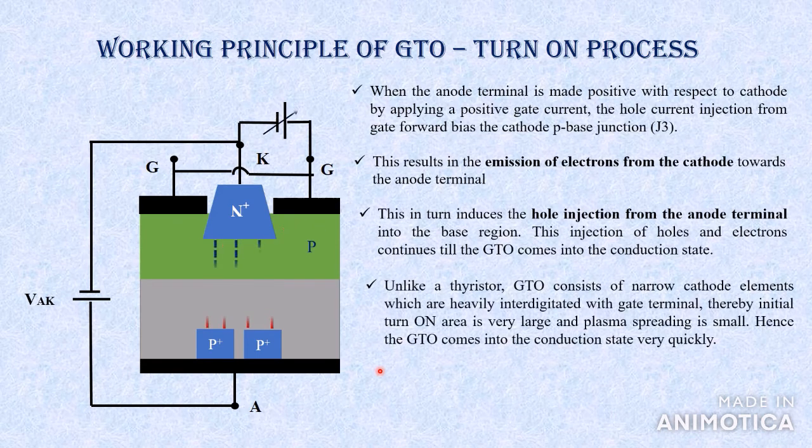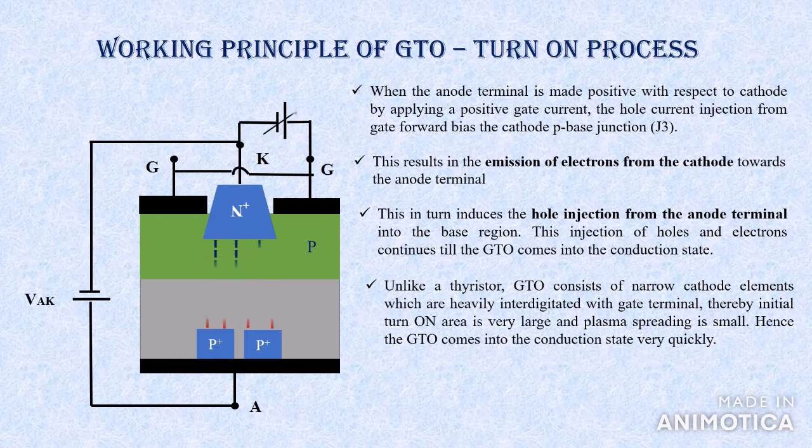When compared with the normal thyristor, the turn-on time of the GTO is quicker. This is because here the gate and the cathode terminals are interdigitated, that is, they are interlocked with each other. Each electrode is provided with a separate channel placed very close to each other. This in turn increases the turn-on area. So the conduction spreads quickly. As a result, it comes into conduction very quickly. This is one of the advantages of GTO.